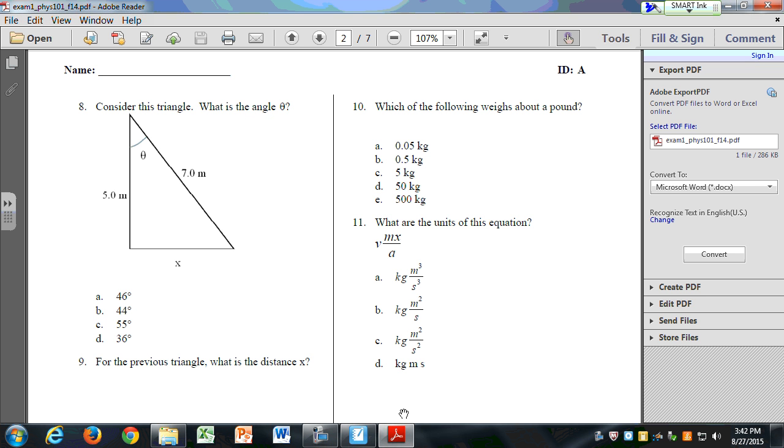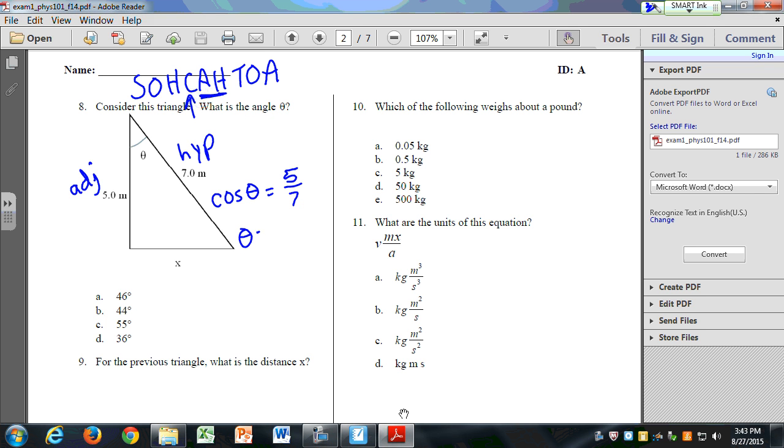So for example here, if I want to know the angle theta, I need to recognize that I have the adjacent side given, and I have the hypotenuse given. And then that'll tell me which do I use. Right. So SOHCAHTOA. I have the adjacent and the hypotenuse, so I'm going to use the cosine. So I say that the cosine of the angle theta is equal to adjacent over hypotenuse. That's 5 over 7. And then I take the inverse cosine of both sides, and it gives me the angle. What is that?